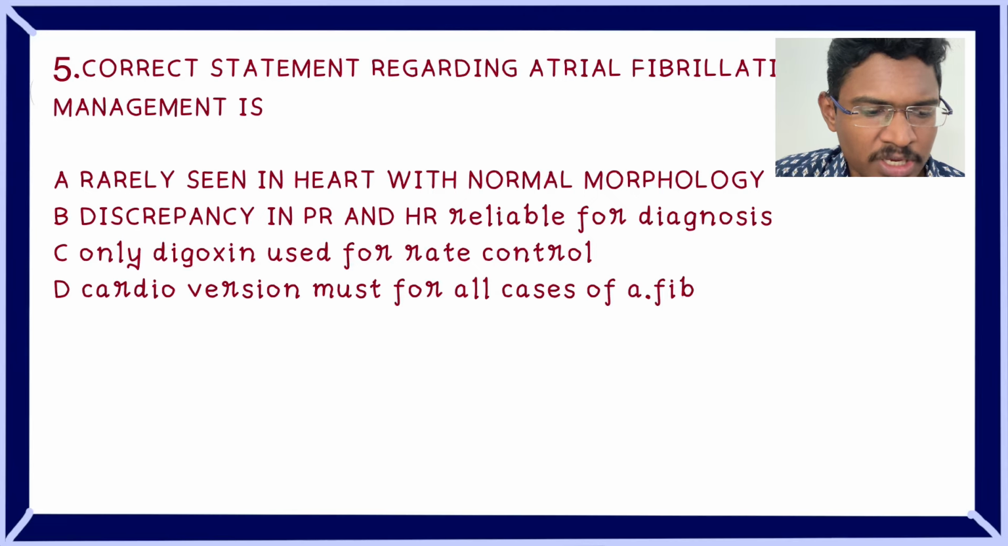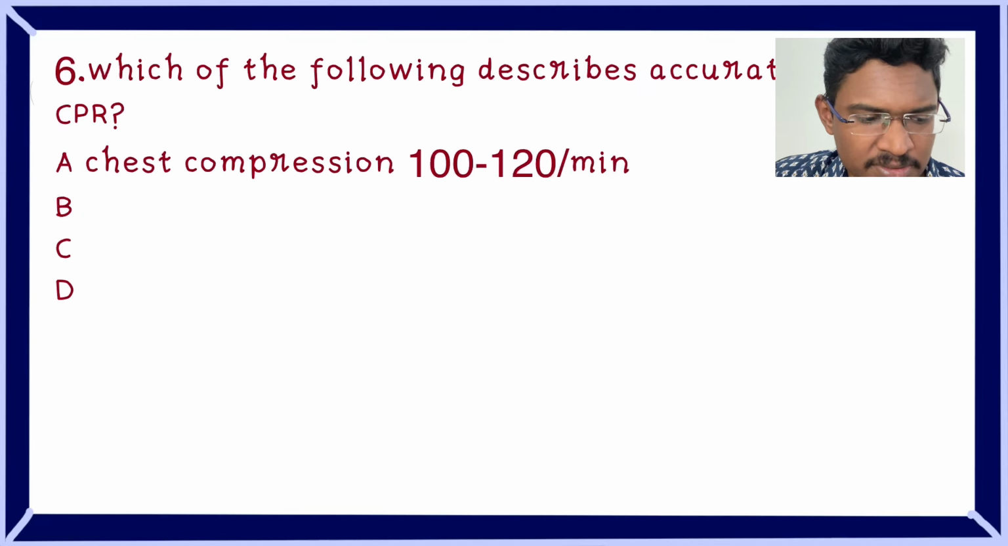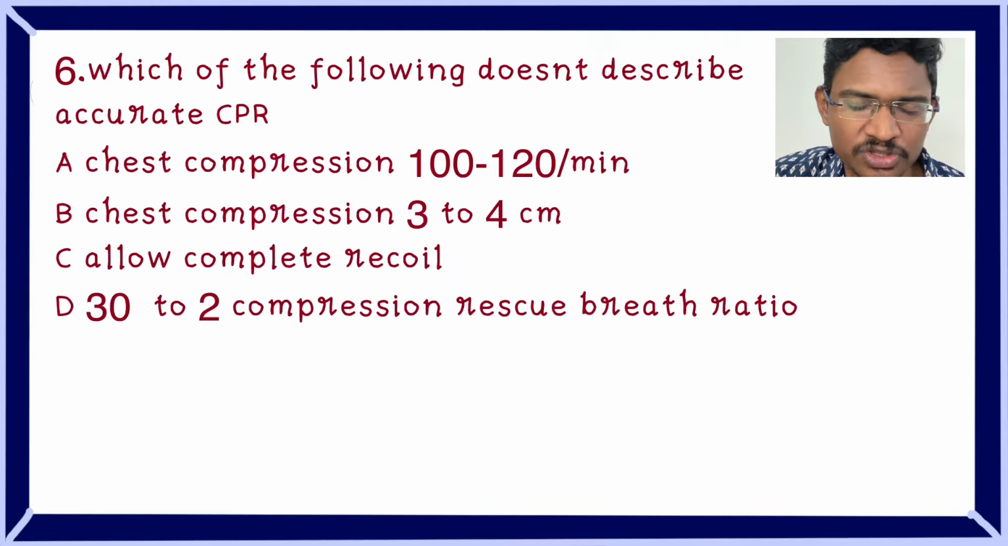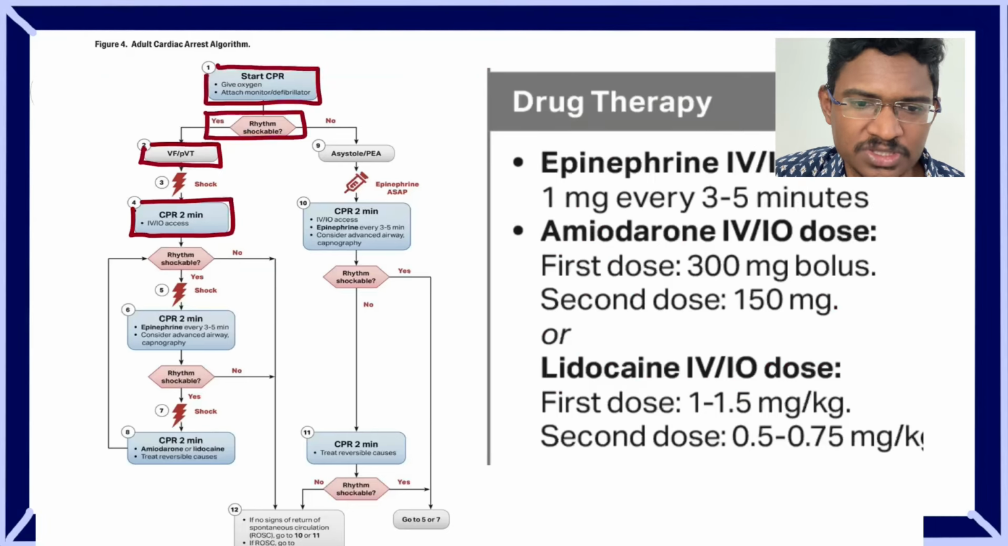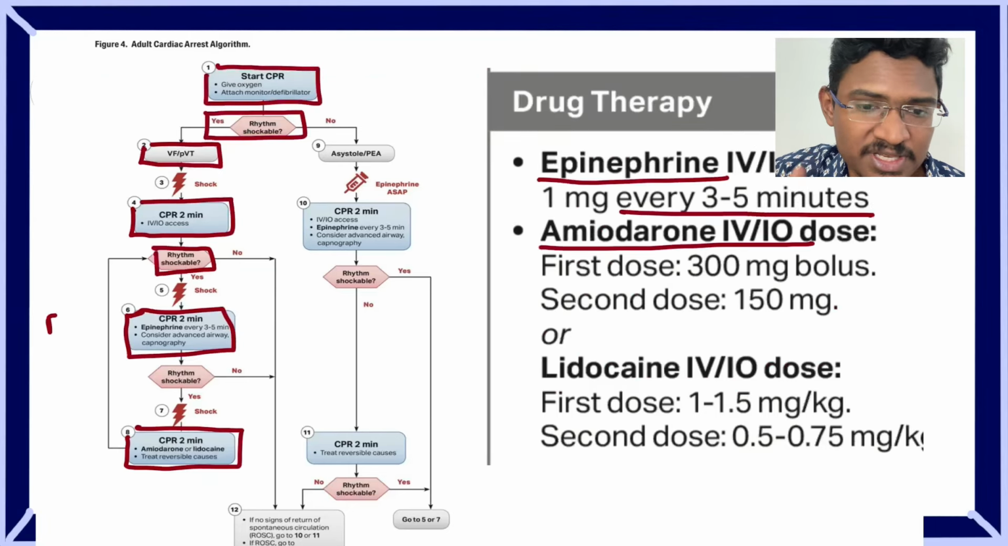Next, which of the following doesn't describe accurate CPR? So first is chest compression 100 to 120 per minute, chest compression to a depth of 2 to 3 centimeter, and allow effective recoil of the chest. And the last option was the rescue breath, which is 30 compressions, 2 rescue breaths. This was the question. These guidelines we discussed in rapid revision in speed.